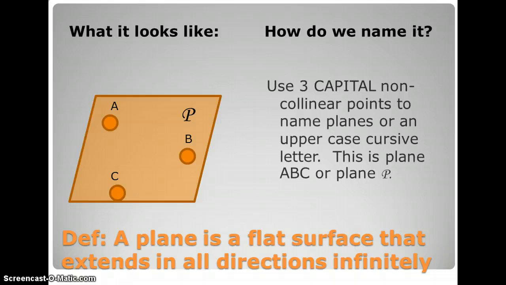So the way we name a plane is we've got two options. One option is we can use three capital letters, any three capital letters that are on that plane. In this case, I've only labeled A, B, and C, so I can only use A, B, and C to name it. Or we can call it plane P, using, again, that uppercase cursive letter.